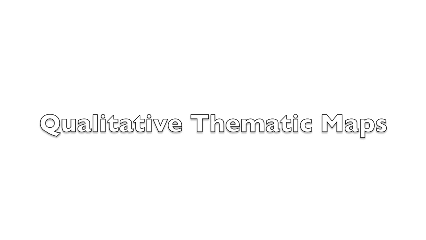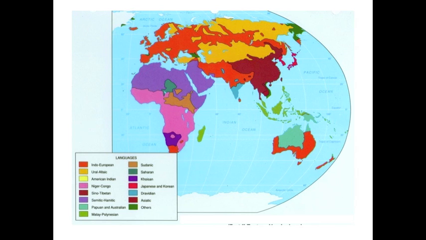Qualitative thematic maps show the where, like in this map here of the global distribution of language families. It's not showing us what percentage of the world's people speak an Indo-European language or a Sino-Tibetan language. It's just showing us where these speakers are.